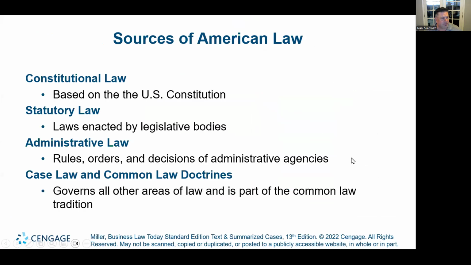So we look at sources of American law. We have constitutional law that's based on the US Constitution, statutory law. These are laws that are enacted by legislative bodies. Administrative law, these are rules, orders, and decisions of administrative agencies. Think of like the Federal Trade Commission or the Environmental Protection Agency. And then case law and common law doctrines. And these govern all other areas of law and are part of the common law tradition.